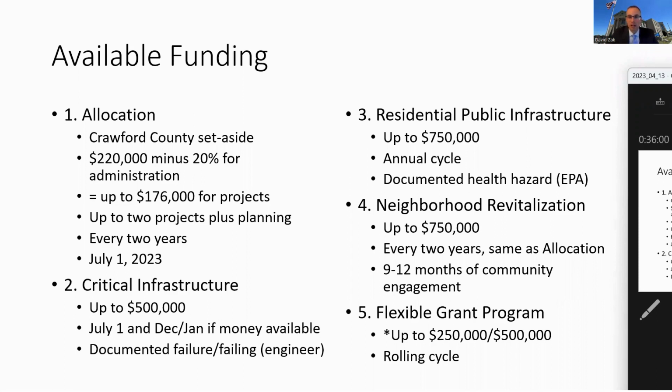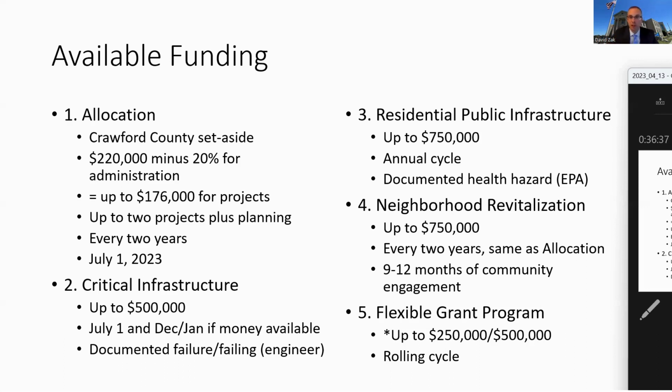One is something called allocation, and it's the reason we're here tonight. The state sets aside, based on population, a certain amount of money. I think of it like an allowance that is set aside just for Crawford County projects. Every 2 years, Crawford County gets $220,000. The county takes a little admin, and we work with another firm to help us with paperwork, so it's like three of us splitting 20%. That leaves a little under $200,000 for projects. We can do up to 2 projects on a 2-year cycle.